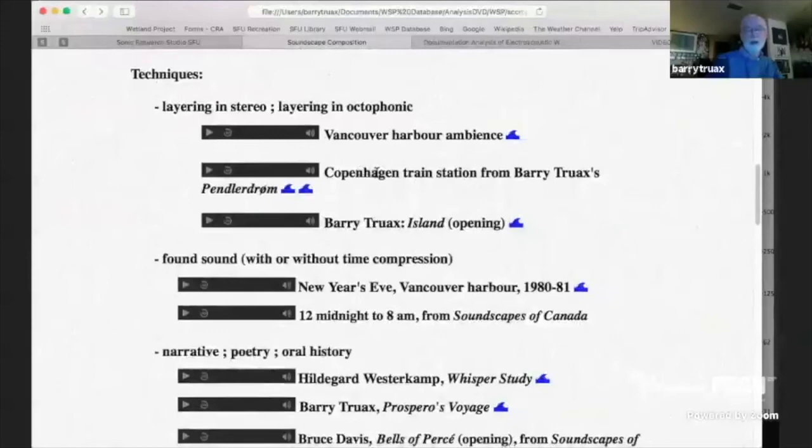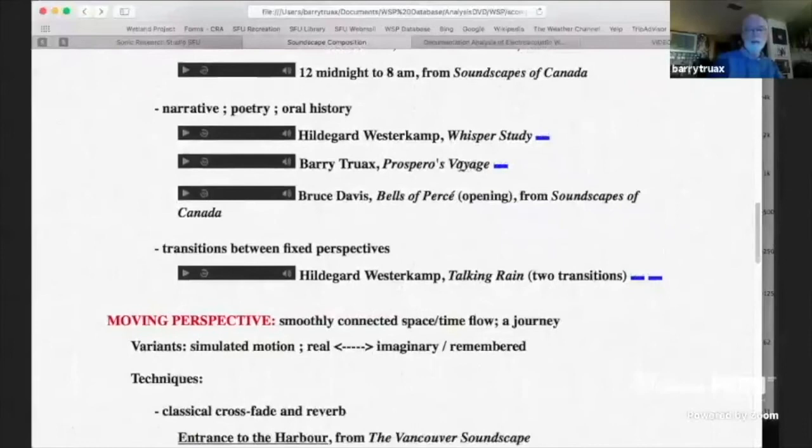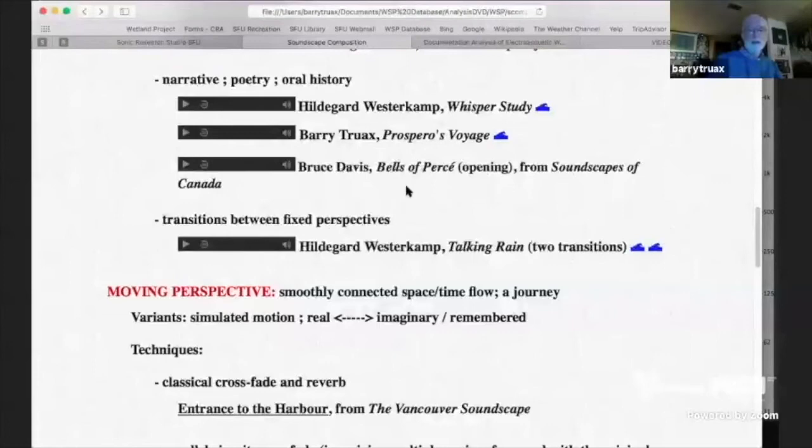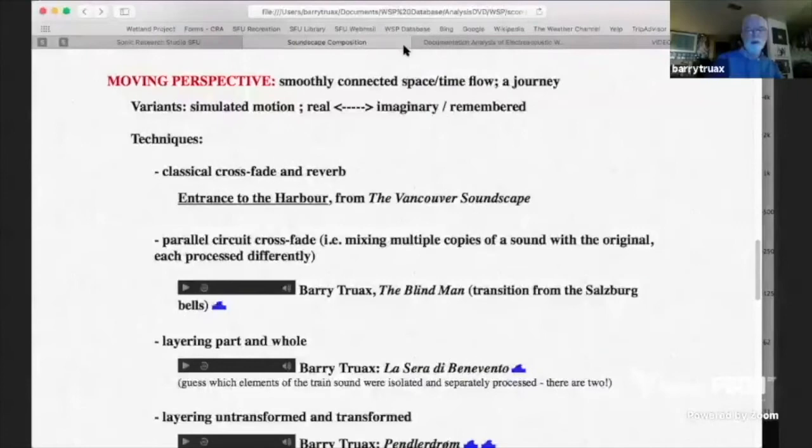I might give an example of that later. Well, actually, it's almost there entirely with the 8-channel work. I'll come back to these early soundscape pieces, Pendlerdrome and Island. I've talked about time compression. Also, keeping in mind the poetry can be involved, Hildegard Westerkamp, Whisper Study, for instance. I've quoted Shakespeare and Prospero in a piece. I've already mentioned Bruce Davis's work, and then Transitions, which I'm going to play a little bit later, from Hildegard's work.